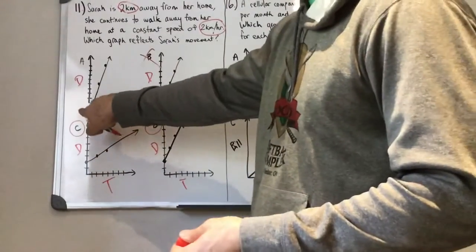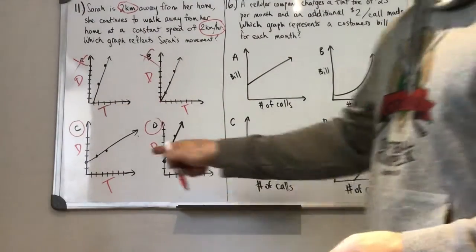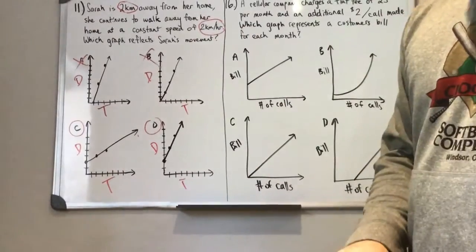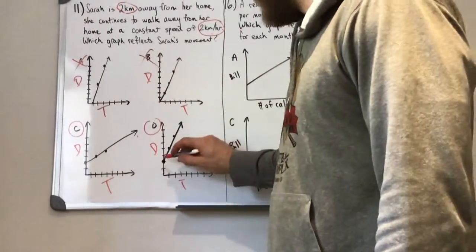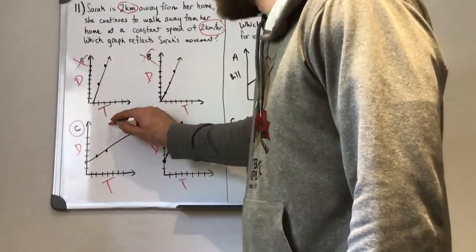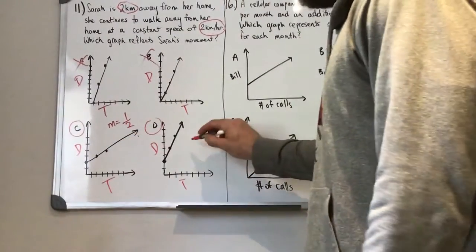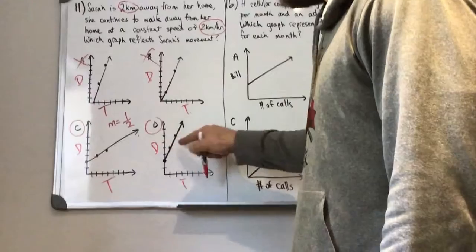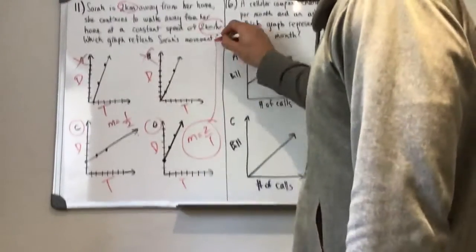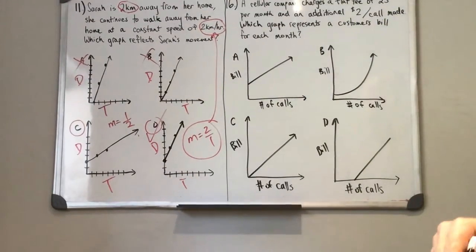This one's kind of saying that the time starts a little bit ahead, so it's not A either. So then that leaves us down with C and D. So the next piece of information, our rate of change of 2 kilometers per hour. You can see here, this one is going up 1 and over 2. So that would be a slope of 1/2. Here, this one's going up 2 and over 1. So this matches our 2 kilometers per hour. D is the correct answer.